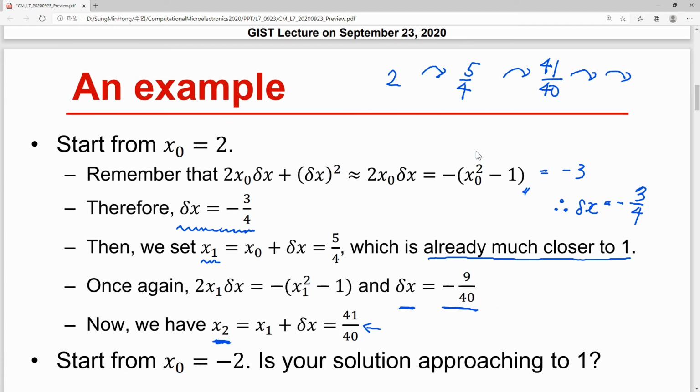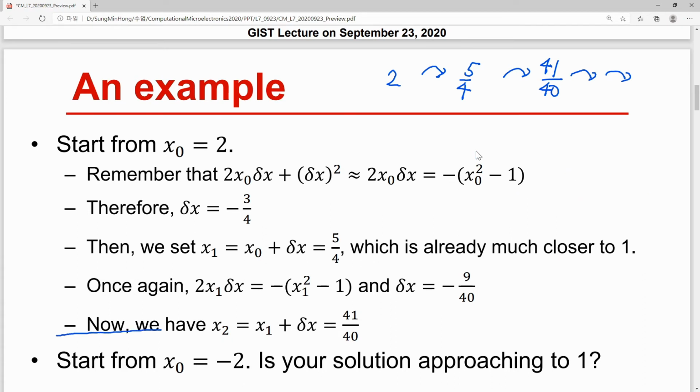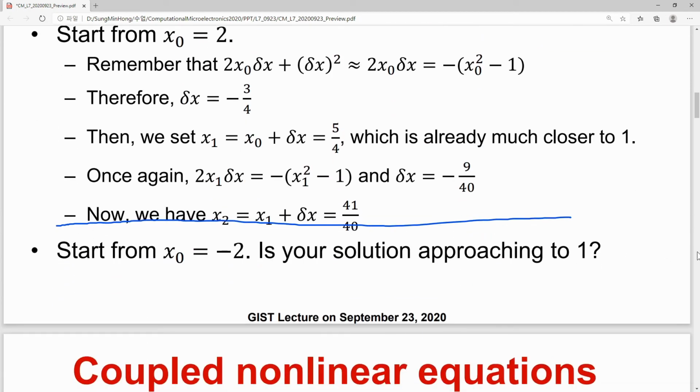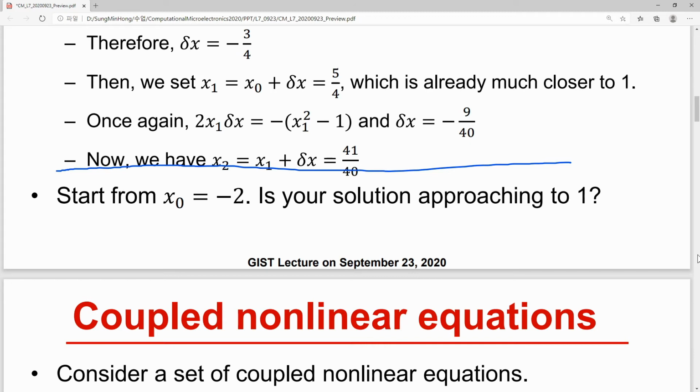And of course, we have to ask one question. We started from number 2, and eventually we are approaching number 1. Think about the case where we start from -2. Is your solution approaching 1 or -1? There are two different solutions, and what will happen to your solution? Please think about it.